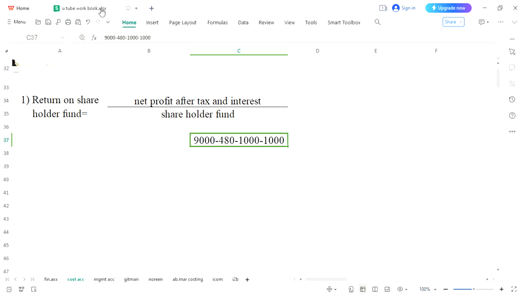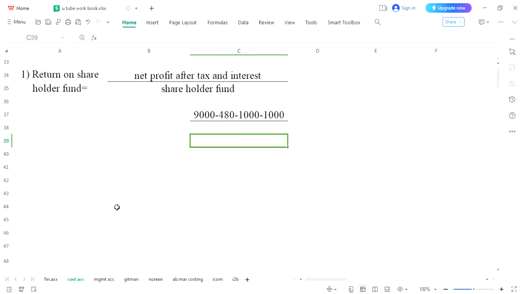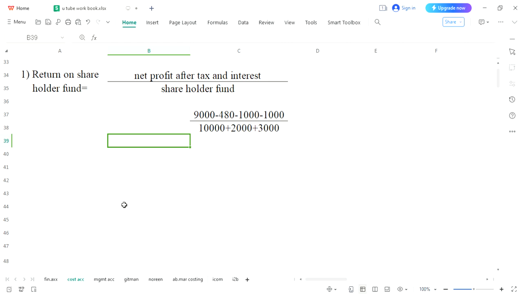Then we need our shareholder fund. As usual, you know that shareholder fund is capital plus reserve plus surplus. Let's get back. Here you can see capital is 10,000, reserve is 2,000, and profit and loss account is 3,000. So it means capital plus reserve plus surplus: capital 10,000, reserve 2,000, and 3,000 is your surplus. So in this way we have completed it.